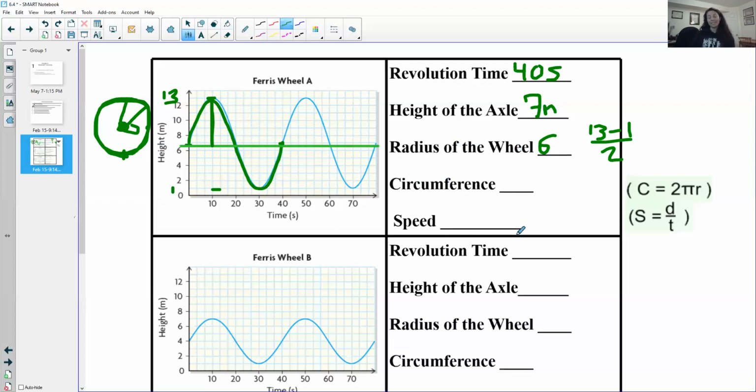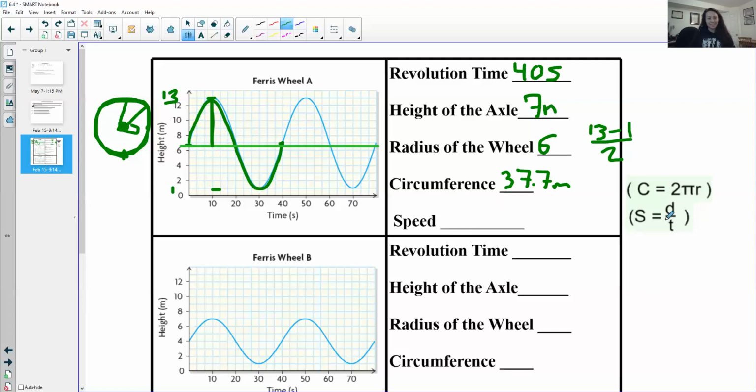Circumference and speed, you're going to need some formulas from grade 9 math. Circumference is 2 pi r. So you're going to take 2 times pi times the radius. And you worked out the radius in the question above, and for ours it was 6. So 2 times pi times 6, you should get around 37.7 meters. So this is a very large Ferris wheel, okay, 37.7 meters.